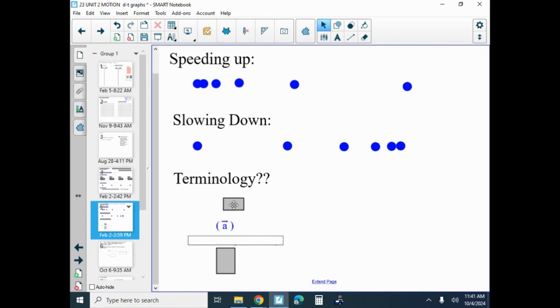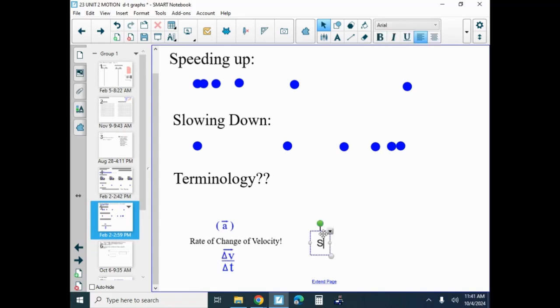So the terminology used for this is A with a vector arrow over top of it. We'll see about that soon. But it's the rate of change of velocity. It's like that, where it's a change in velocity over the change of time. I think I mentioned earlier in the year about the triangle meaning change, right? And the fancy word for this is acceleration. Acceleration is what we're talking about.